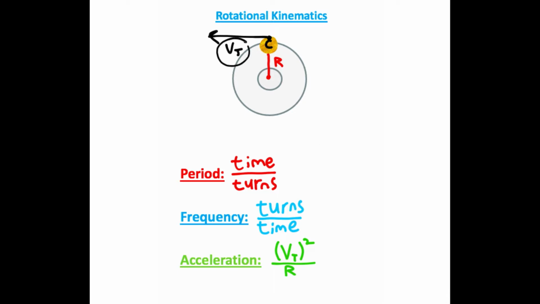Now notice here, tangential velocity is going to point tangent to the curve. Now centripetal acceleration, on the other hand, actually is going to point in. So this right here is going to be your vector for centripetal acceleration.